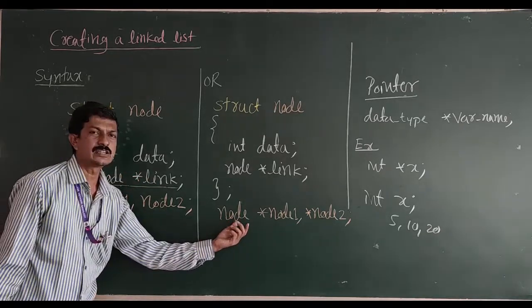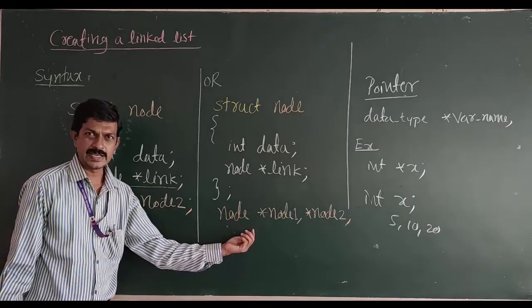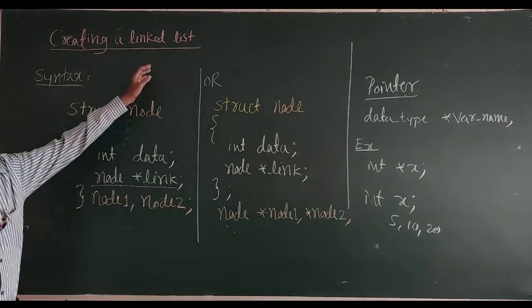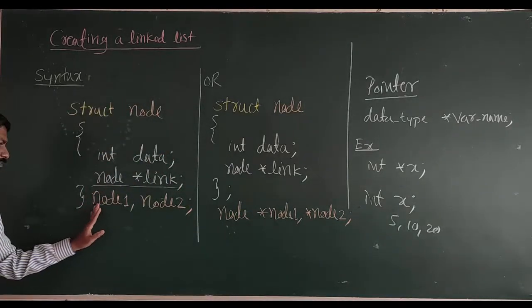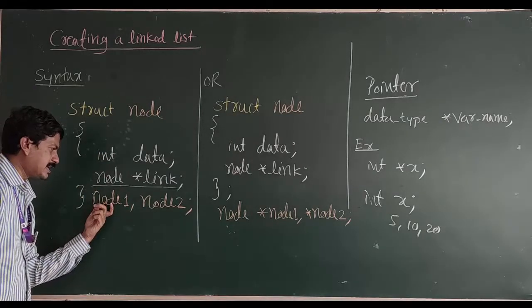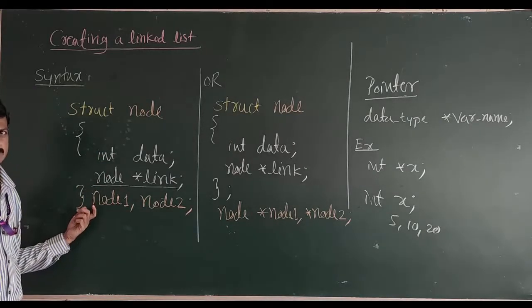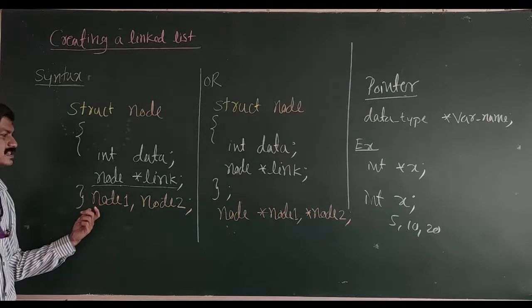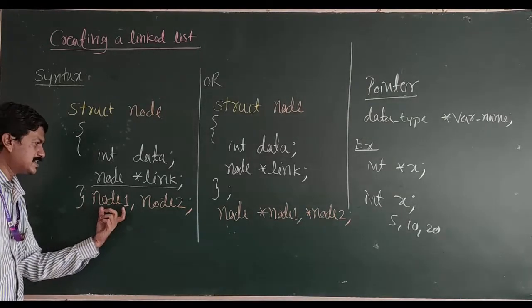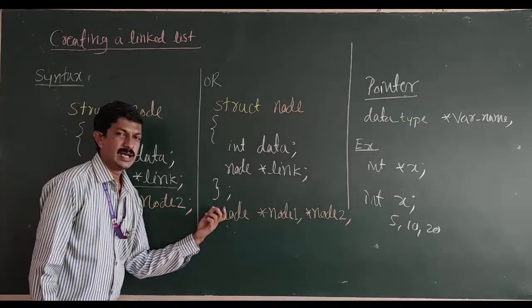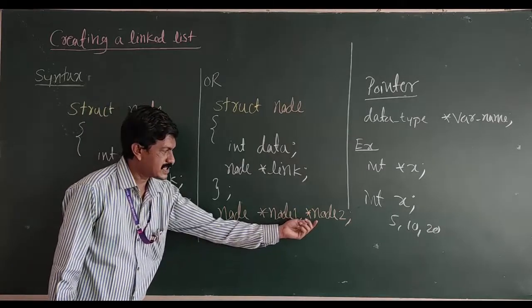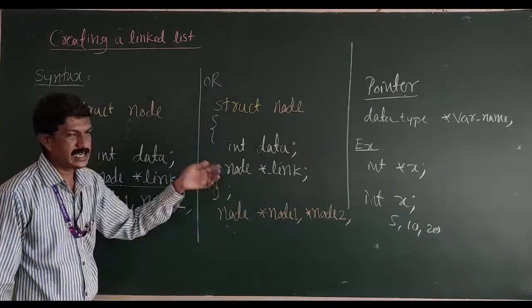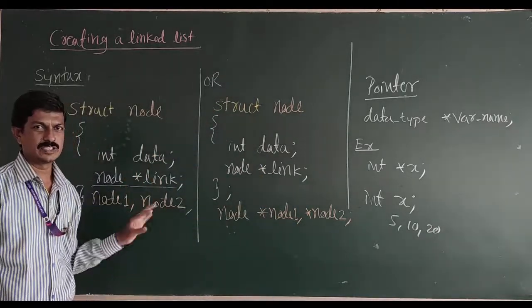These are the two different ways of defining or declaring a linked list. In one, I declare the structure variables within the structure. In the other, I declare the two different structure variables after declaring the structure. These are the two different ways.